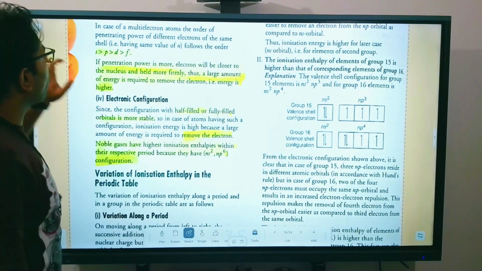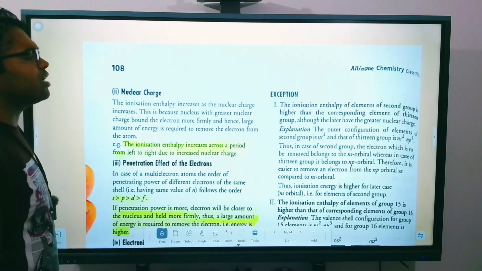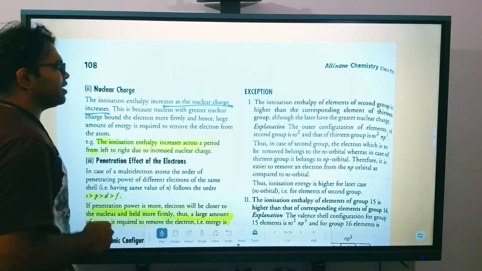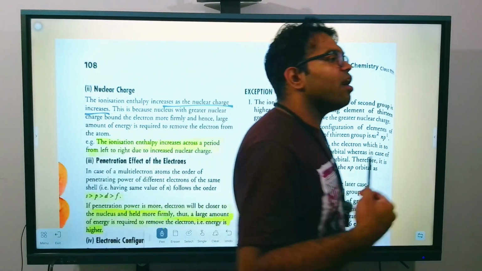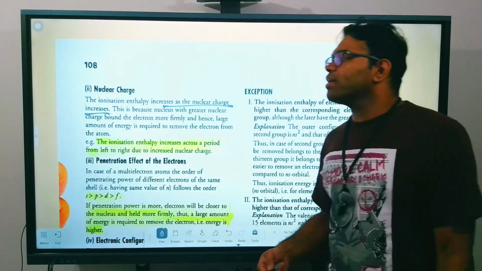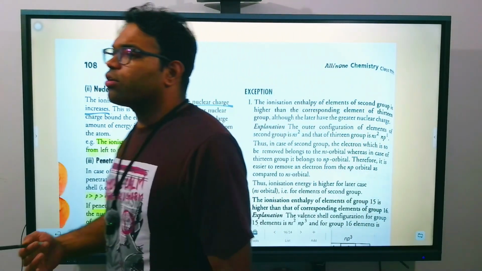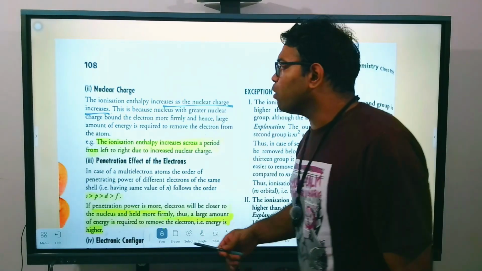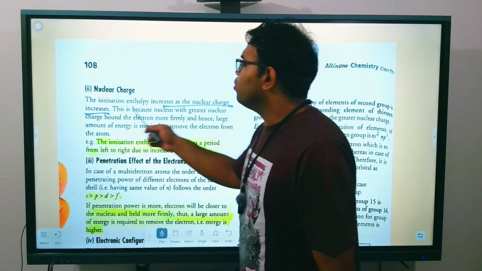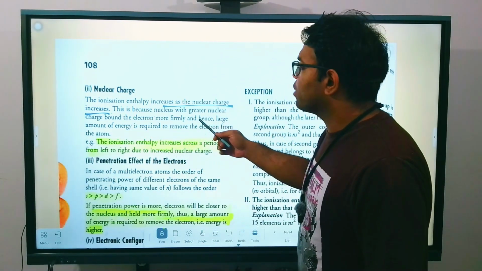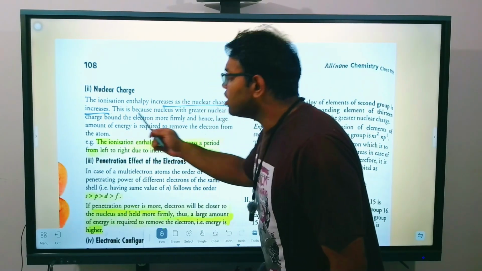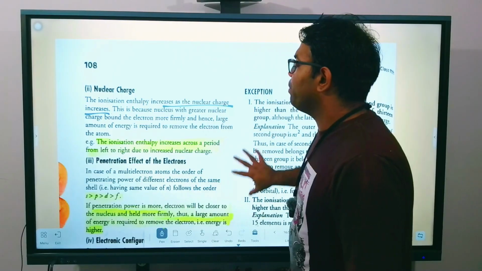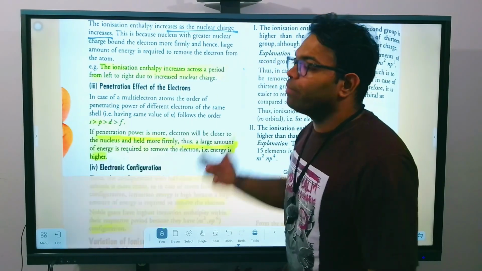Next, nuclear charge, obviously. The ionization enthalpy increases as the nuclear charge increases. This is because when you have a higher effective nuclear charge, the outermost electrons feel even more bound to the atom. The nucleus with a greater nuclear charge binds the electron more firmly, and hence a larger amount of energy is required to remove the electron from the atom. The ionization enthalpy increases across a period from left to right.